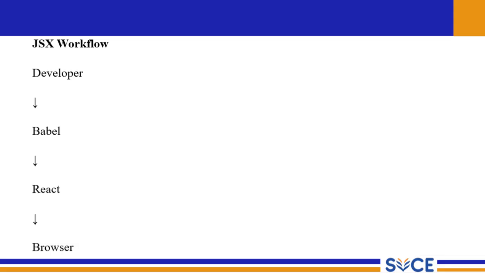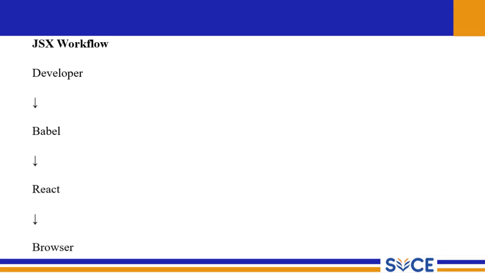Whenever the application state changes, React creates a new virtual DOM and compares it with the previous one through the reconciliation process. Only the parts that have actually changed are updated in the real DOM. This automatic workflow allows developers to focus on writing clean and readable code without worrying about browser compatibility or manual DOM manipulation. Next, let us summarize today's session.